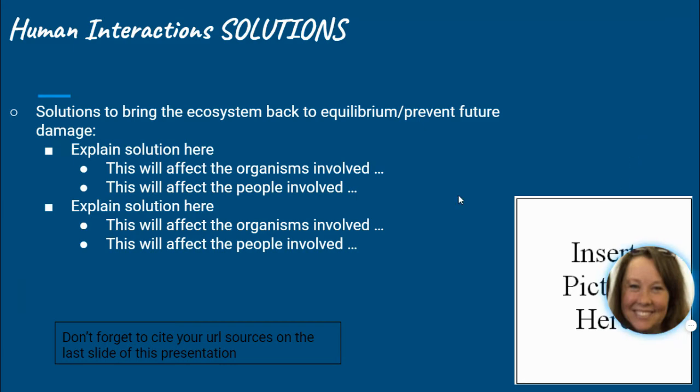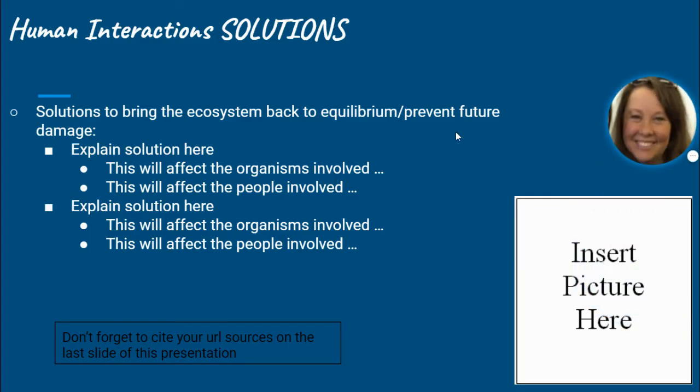And how it will affect the organisms involved, so the plants and animals, and then how it will also affect the people that are involved in these solutions. So it could be good, could be bad, could be costly, could benefit them somehow. So you're going to have to think on those.